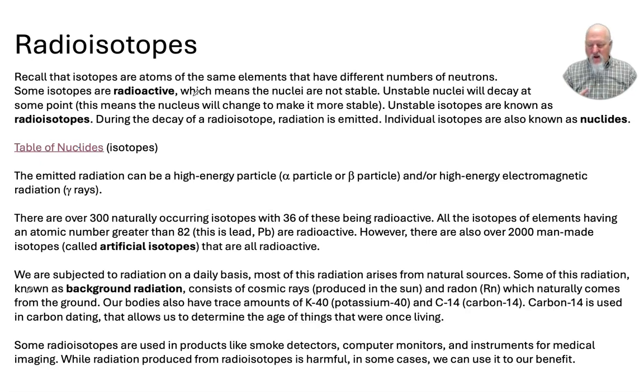So if we have an unstable isotope, a radioactive isotope, a radioactive nucleus, it will, after some time, break apart. And it will break apart and it will emit things. In this case, it could emit an alpha particle, it could emit a beta particle, and/or it can just emit high energy light, which we also know as electromagnetic radiation. Okay, and those are called gamma rays.